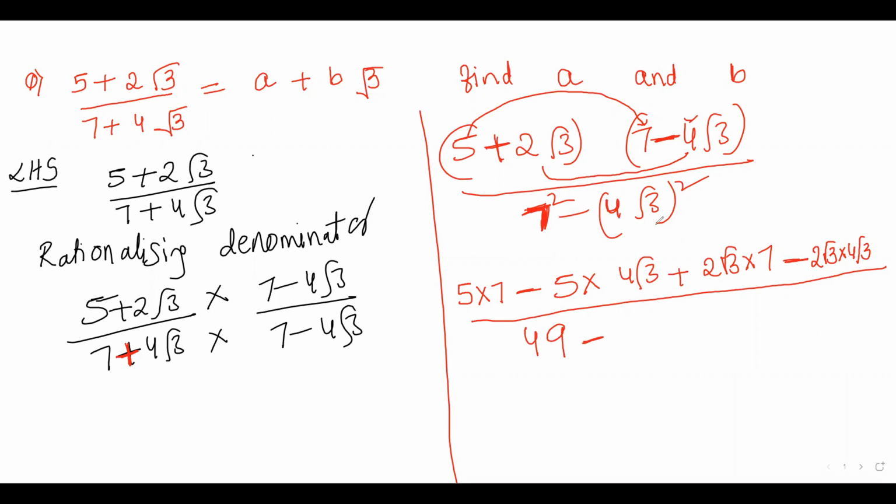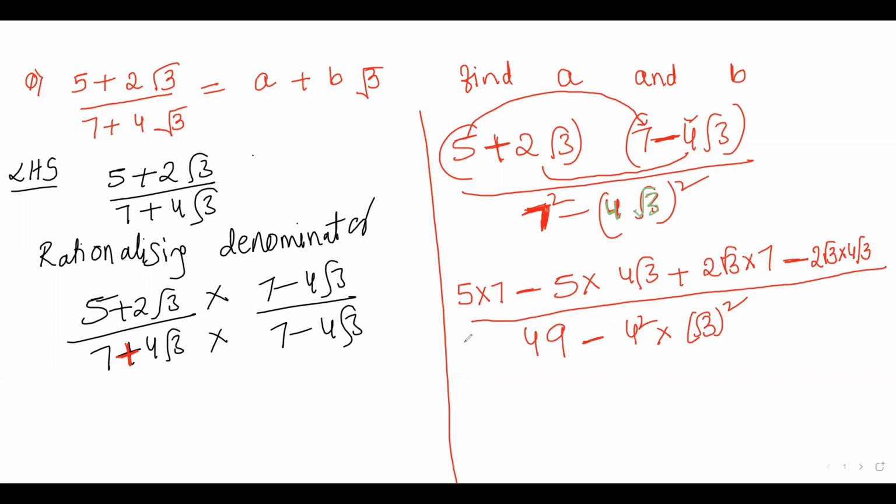Here 4 square into root 3 square. 4 will also get square. Root 3 will also get square.